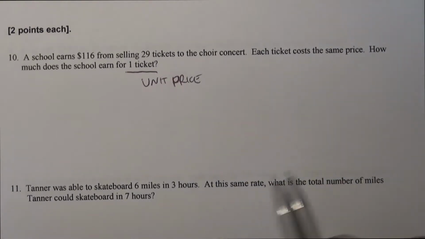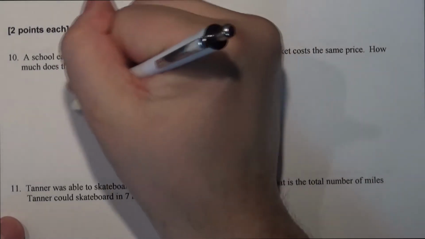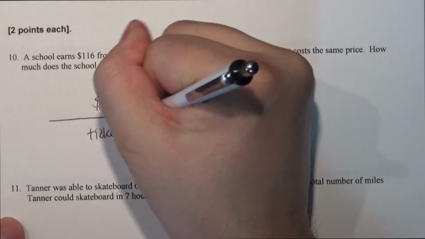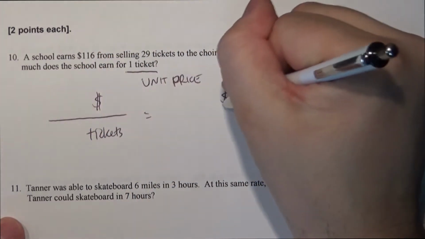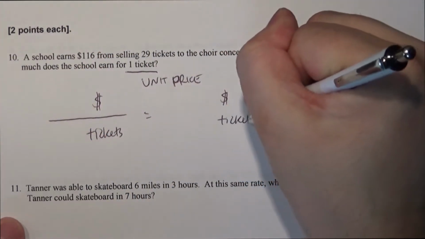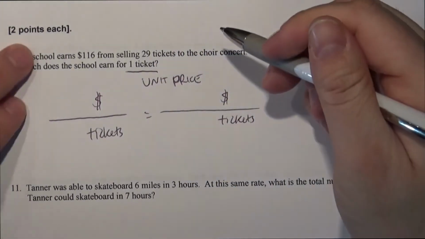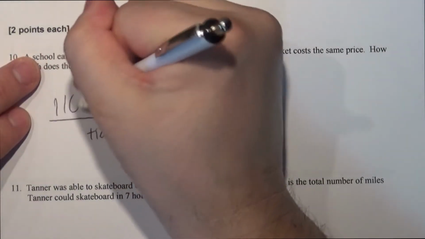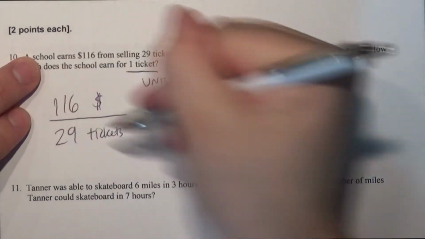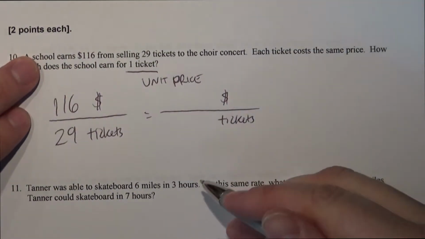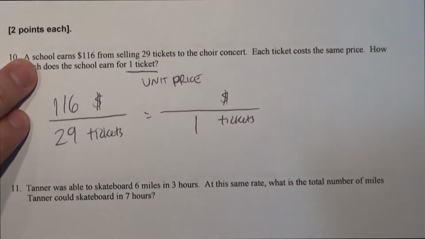So whenever I hear unit price, unit rate, I always think about shopping, and when I get it down to the unit rate, I'm going to be dividing. So I take my dollars to my tickets, right? Dollars to tickets. Up here, I know that I made $116 for 29 tickets. All right, so I want to figure out how much it costs for one ticket.